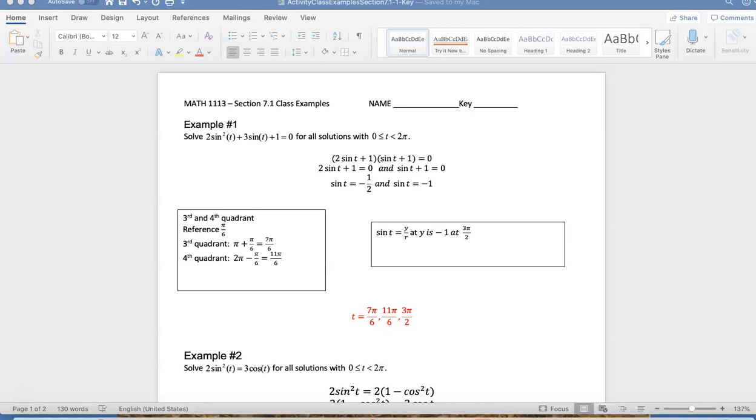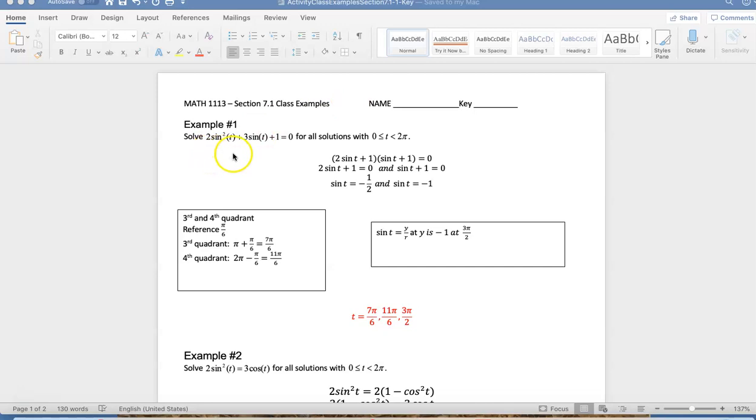Okay, these are the class examples for 7.1. You should work through these with me, not just copy down what's here, work through them with me. This is the problem, 2 sine squared t plus 3 sine t plus 1 equals 0.